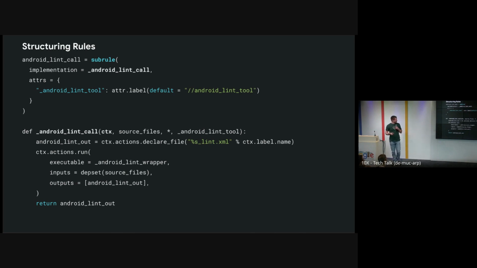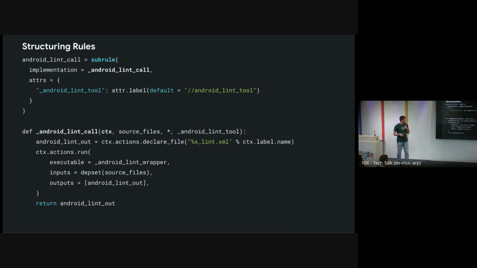The implementation function is a bit special. It takes context as a parameter, but this context is very small. It doesn't have any attributes. Then source file is an example of an arbitrary parameter. Types are not fixed there. And the last parameter is the Android lint tool, which gets injected into the implementation function. So you access it over the parameter.